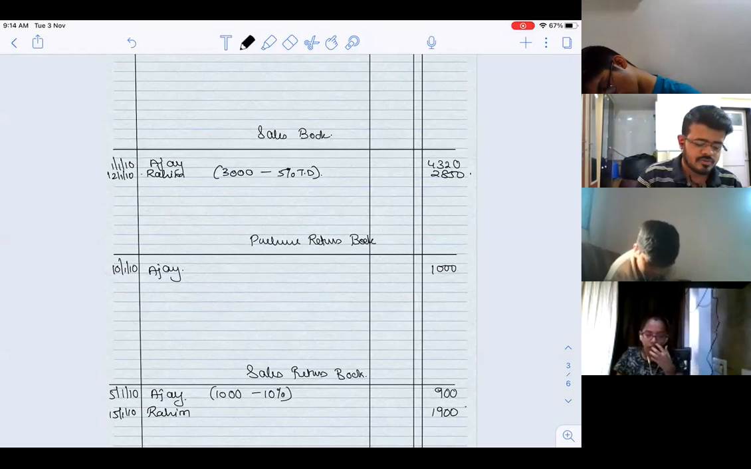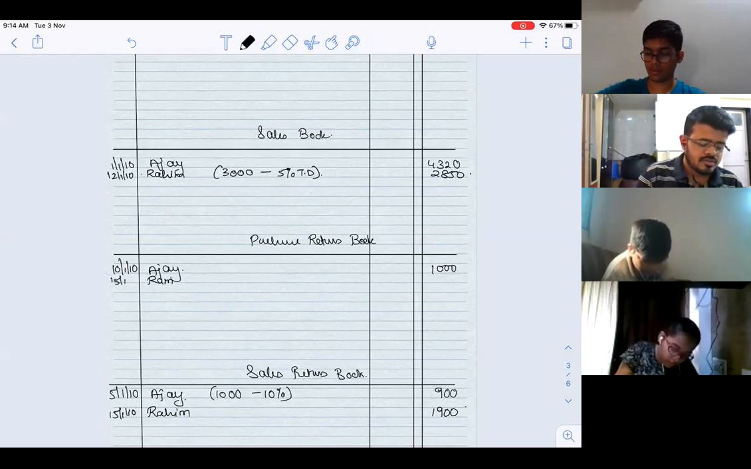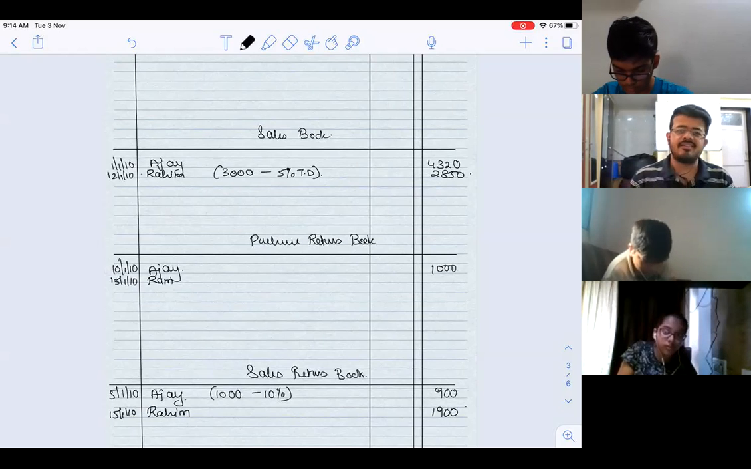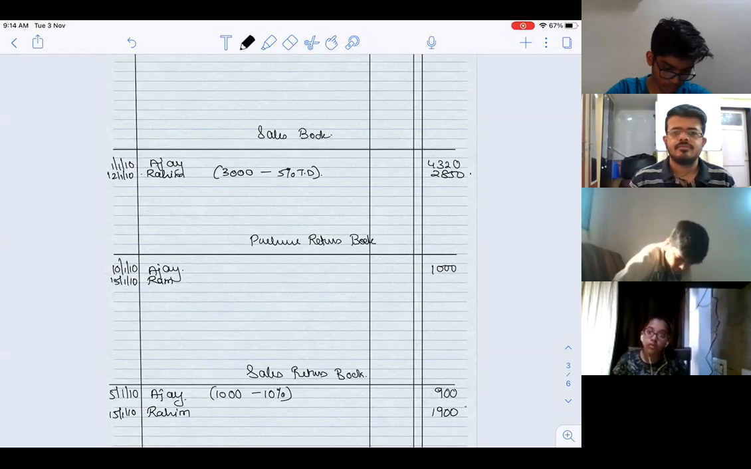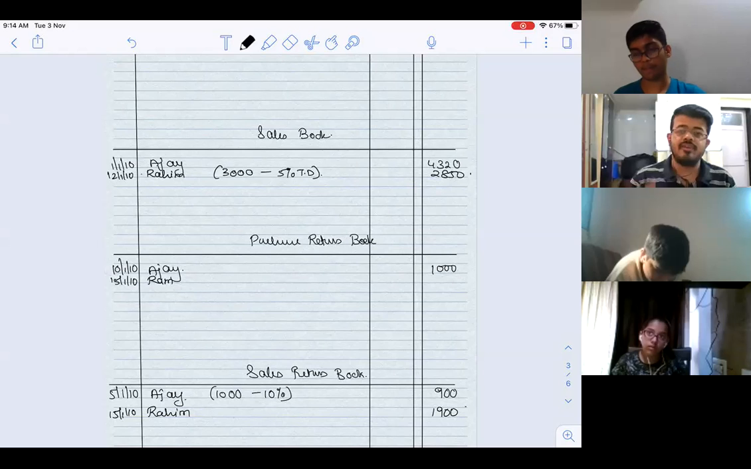So which book? Same were returned to Ram. So purchase returns book. Will you write the same figure 1900? Would that be right? No, it will be 10%. तो क्या करना पड़ेगा in such a situation? We'll have to find out the value of cost of these goods.